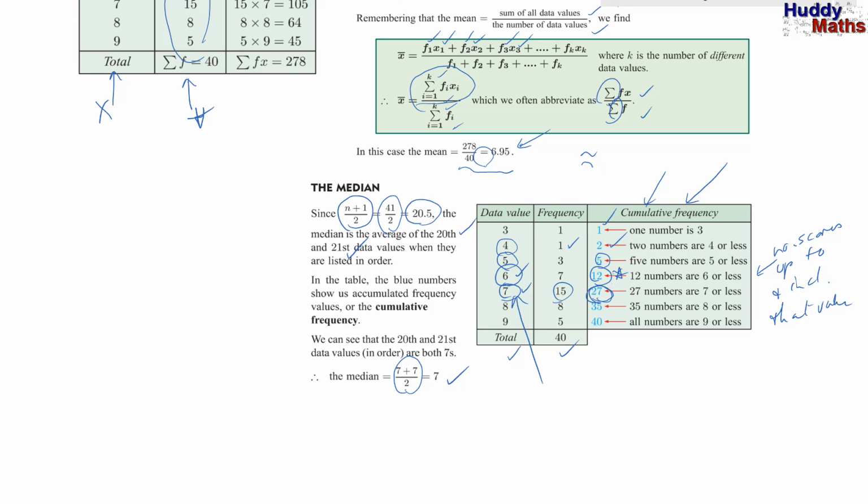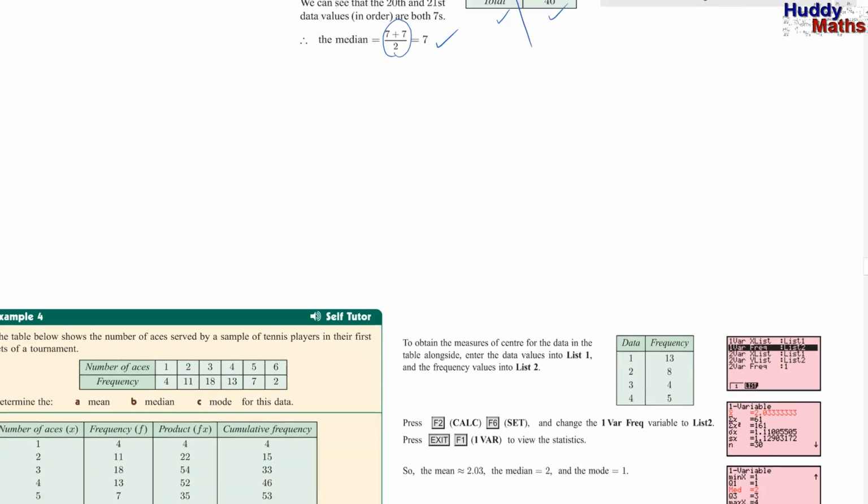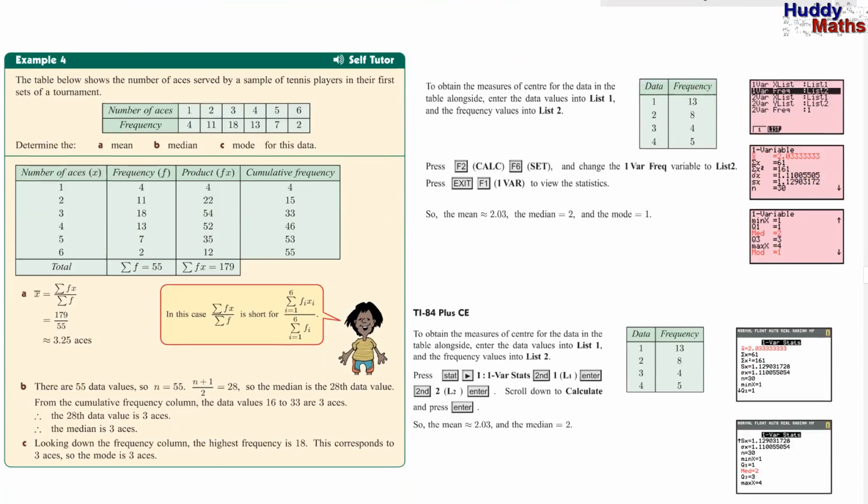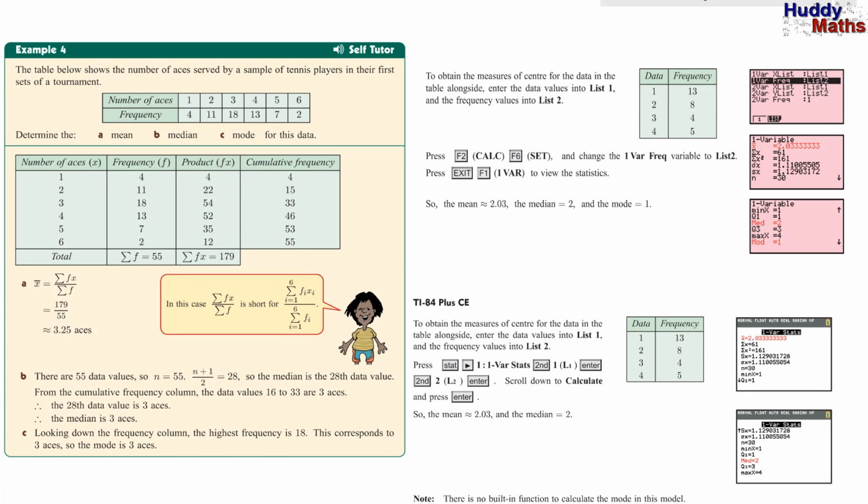So be able to do it for discrete data in a frequency table form, because that's how we usually handle that. So hang on, what does this mean for our calculator? Well, we've got to be careful. Here it is, the number of aces served by a sample of tennis players in their first sets of a tournament. So 4, 11, 16 are all the number of times each value occurred.